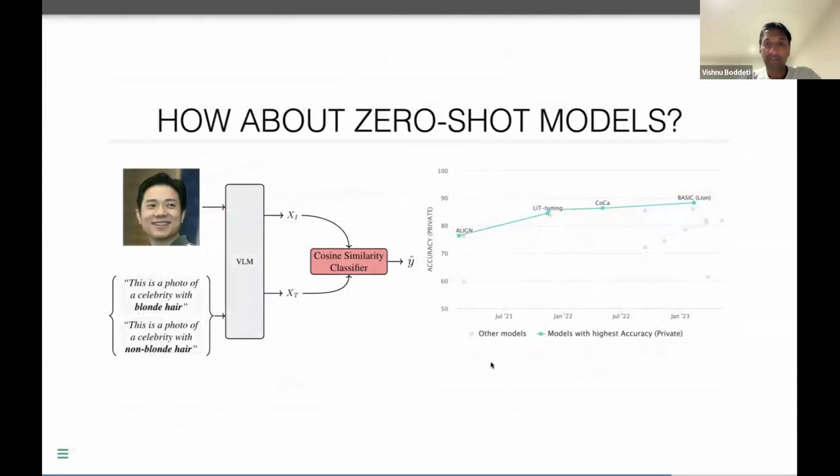I'm going to talk a little bit briefly about large foundation models or multimodal models that are very widely used these days. These are the zero-shot models. Basically, you take an image. These are vision language models. You take an image and you have text, and you match these two with a cosine similarity, and you try to make a prediction of what this label is. So these are currently the best models that we have. And these are the ones that are trained on these big LAION data sets.